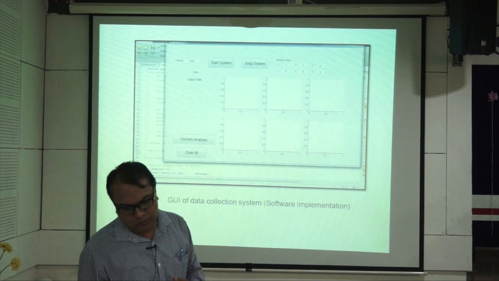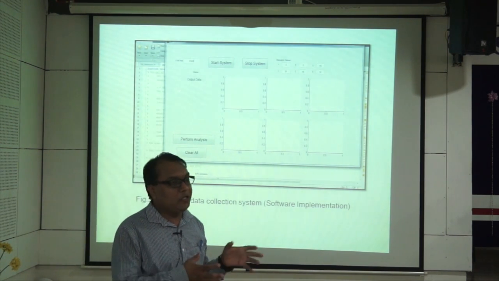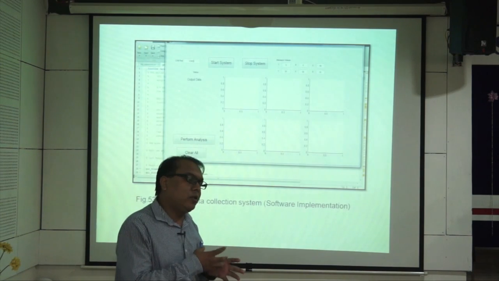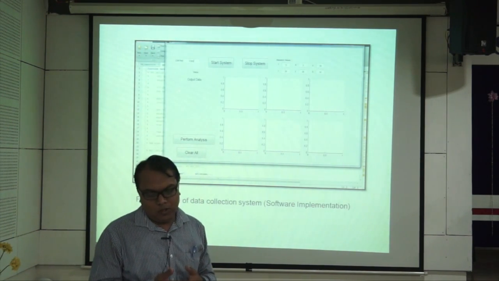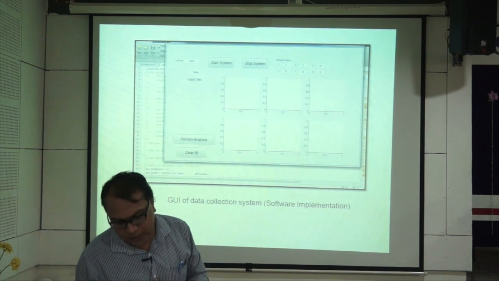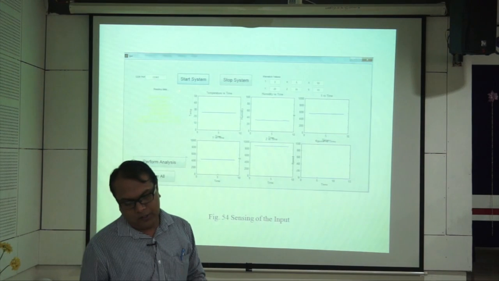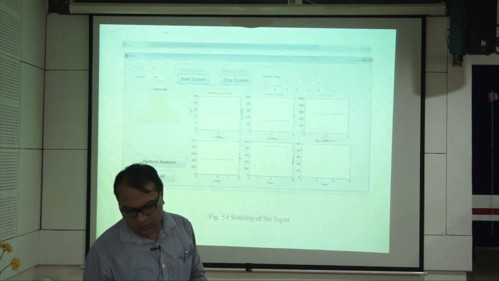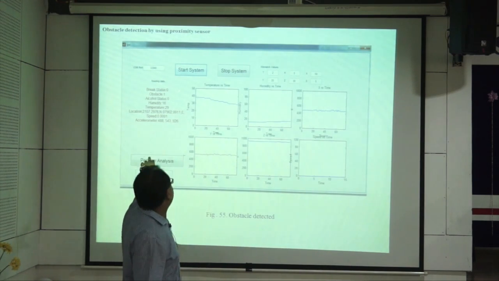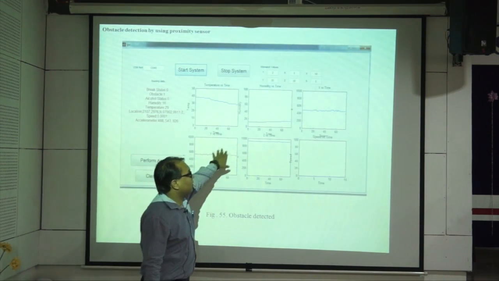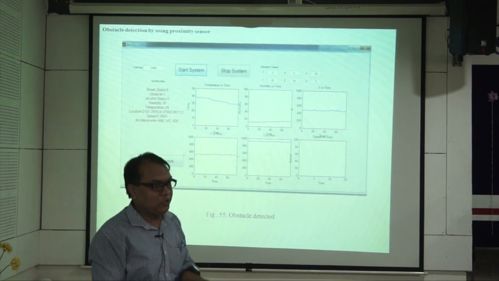After that, I make use of one module in which all the data is fetched at runtime in MATLAB for graphical analysis. It will show the temperature sensor, humidity, XYZ, the XY axis, and the speed. When an obstacle is detected, it is also shown here. GPS location and accelerometer sensor readings are all fetched and shown in one graphical representation.